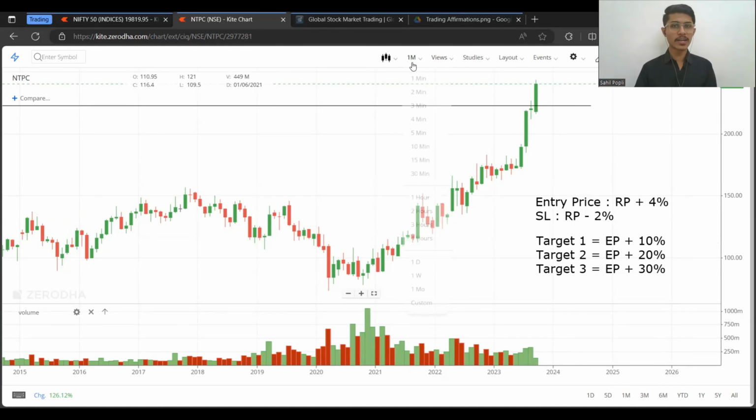So let me quickly take you to the overall overlook, like how do we actually execute the trade, because this is the monthly time frame, and we can't actually execute the trade just based on the monthly time frame, that is the long term trend.